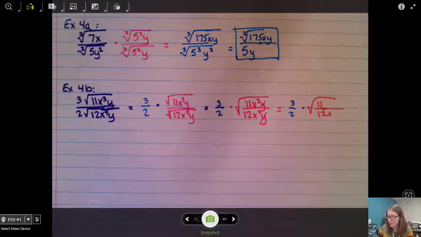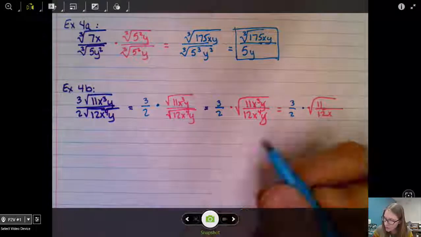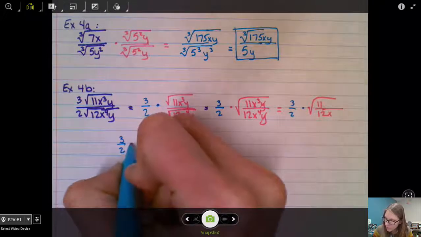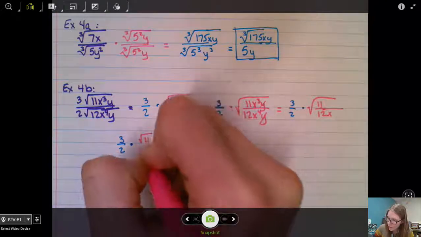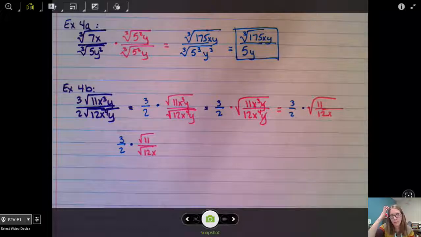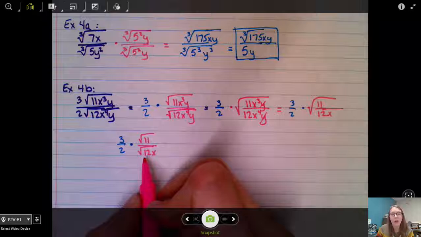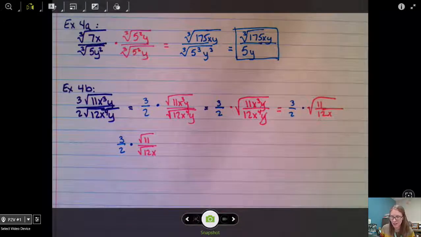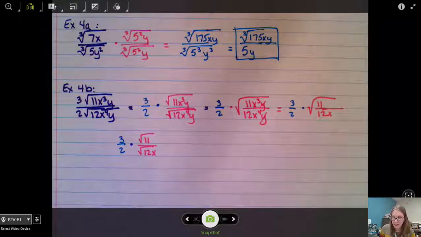So my problem, to make this hopefully a little easier looking, I'm going to come back down here. I really have 3 over 2 times the square root of 11 over the square root of 12x. Now the square root of 12, I could simplify, but I could simplify that later too. So I'm just going to kind of leave that for later. Since I have this radical underneath, I have to get rid of it. I have to rationalize my denominator.